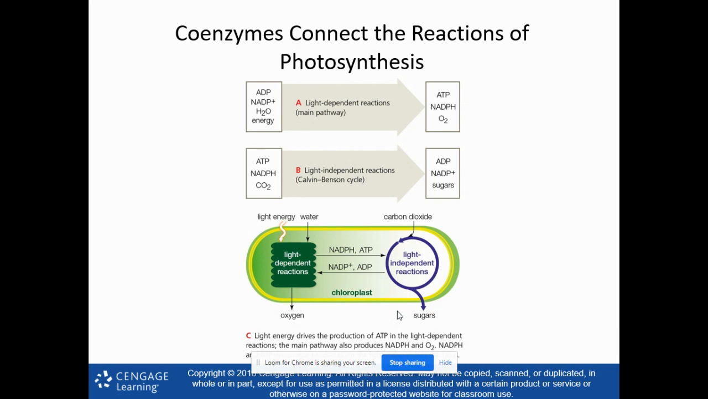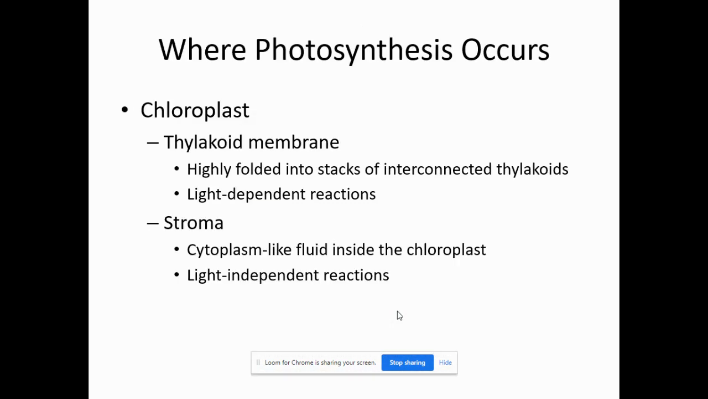It occurs within the chloroplast. Okay, so both the light-dependent reactions and the light-independent reactions are occurring within the chloroplast. Okay, and the chloroplast has different parts to it. You have the thylakoid membrane. All right, basically the thylakoid membrane looks like a stack of pancakes within the chloroplast. They're highly folded into stacks of interconnected thylakoids, and this is where the light-dependent reactions are. Okay, where the photosynthetic pigments are stored.